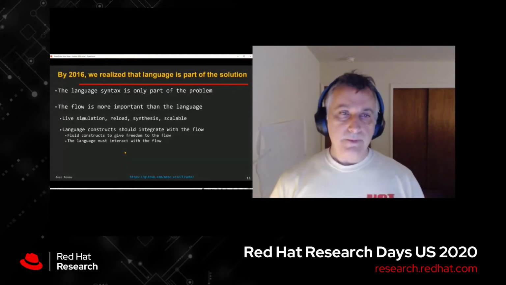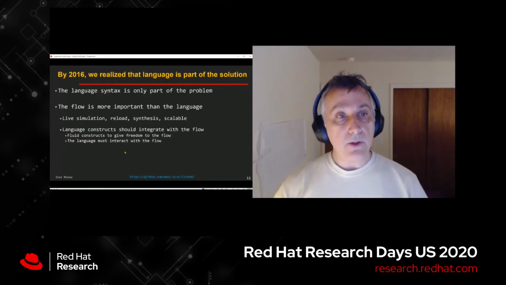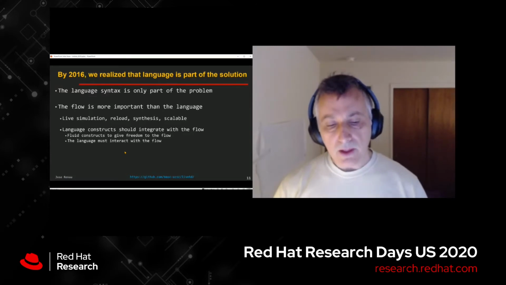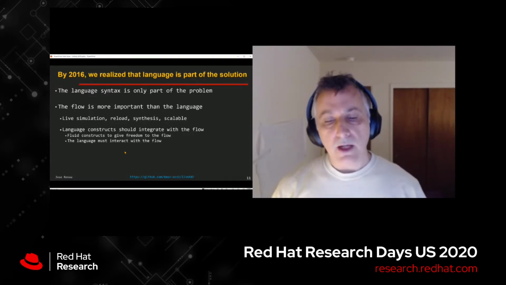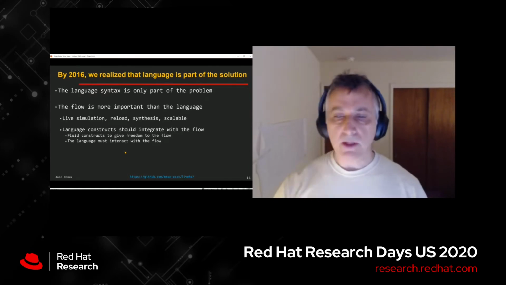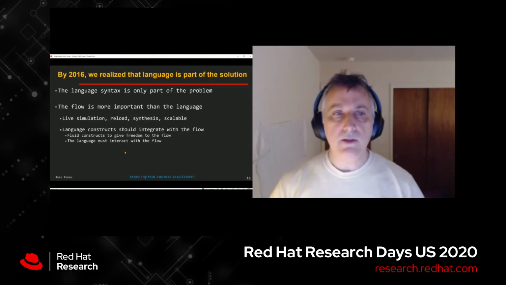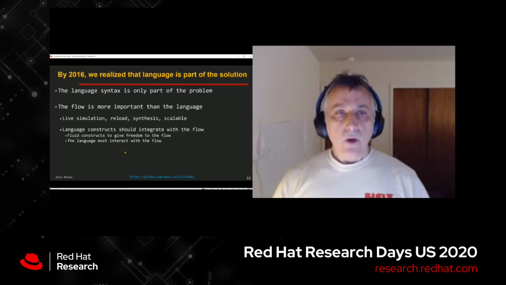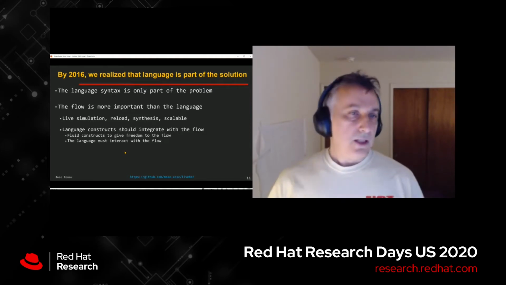But by 2016, after the PhD of that student had finished, we realized that the language is only part of the solution. And then we started this new project I'm talking about, the LiveHDL. Pyro solved some of the issues, but you still had all those similar problems. The response time was very slow. You had a disconnection between logic and the synthesis. So the flow is more important than the language, or at least as important.